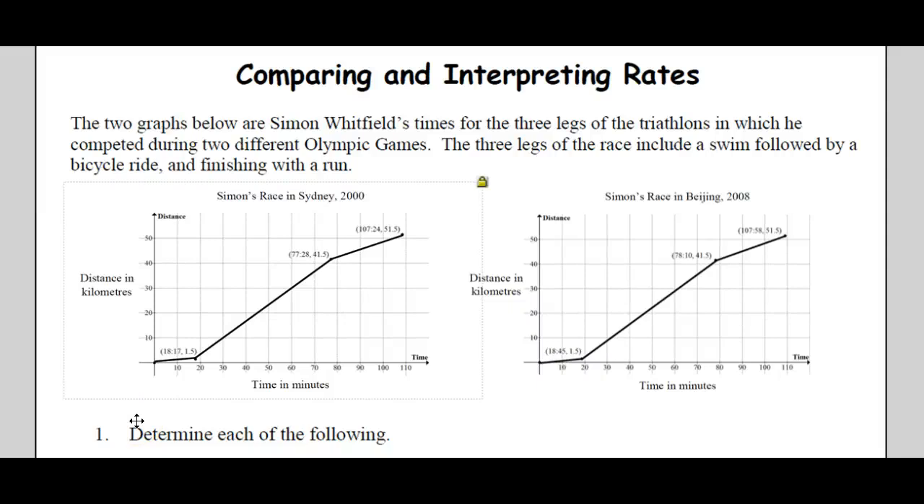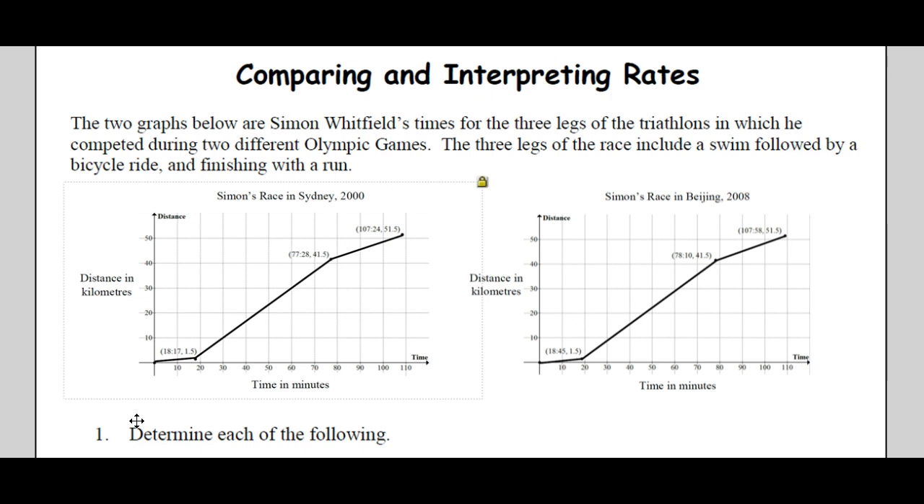Okay, comparing and interpreting rates. So this Unit 8 is on proportional reasoning, right? We're going to start today with two lessons, one on comparing and interpreting rates, and the other on solving problems that involve rates, right? And rates are things that we use in life, right?